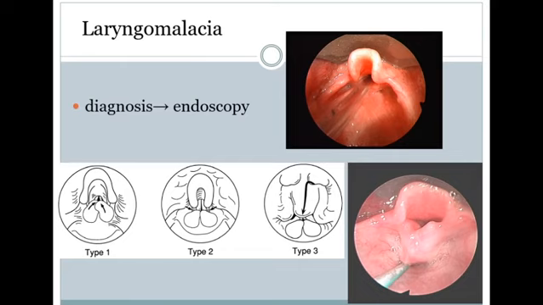Because the obstruction is at the supraglottic larynx, you see the airway collapse to some degree. When the child is breathing in, you see the supraglottic airway collapse. You can see the epiglottis being sucked in, collapsed epiglottis, collapsed aryepiglottic fold, thickened aryepiglottic fold, flaccid supraglottic structure, but you should be able to see airway collapse to any degree upon inspiration. So that's diagnostic of laryngomalacia.